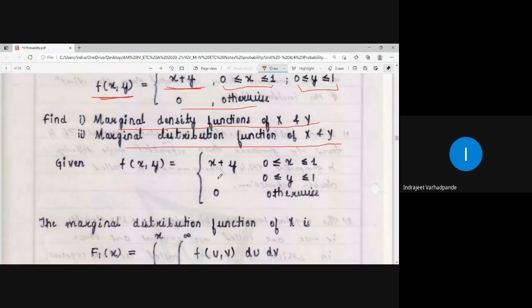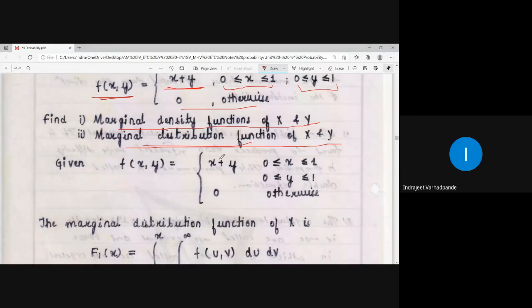How is the marginal distribution function calculated? Capital F1 of x. How is the marginal distribution function for y calculated? Capital F2 of y. See, whenever the distribution function is asked, the density function will automatically be derived by taking the derivative. If originally only the density function was asked, we would use the integration formula. So here it is advisable to first calculate the marginal distribution function, and taking its derivative will give me the value for the density function.